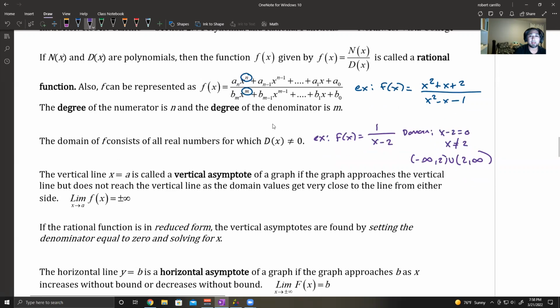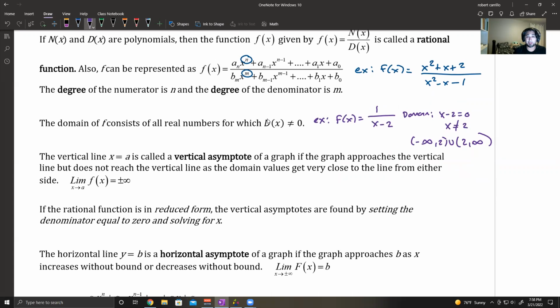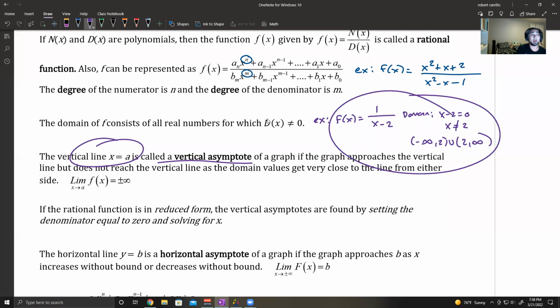Okay. Now, going hand in hand with the domain of a rational function, we come across something called a vertical asymptote. So the vertical line, x equals a, is called a vertical asymptote of the graph if the graph approaches this vertical line, but never touches this vertical line. So what a vertical line comes from is the domain of a function. So if we look at the example I drew above, we can be any number we want except for 2.